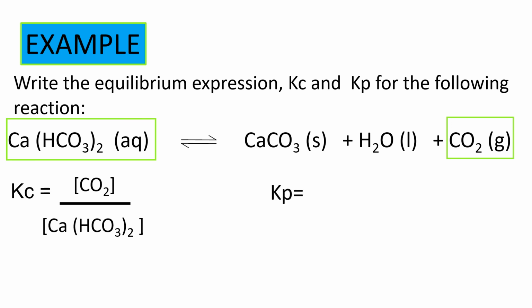We move to Kp. For Kp, we just consider the species present as a gas only. If you study the equation, you find that the reacting species present as a gas is carbon dioxide. So, only the expression of carbon dioxide pressure is included in the Kp expression. So, Kp equal to the partial pressure of carbon dioxide.